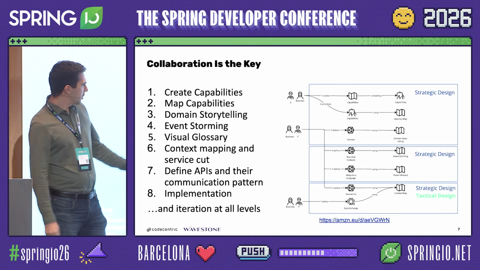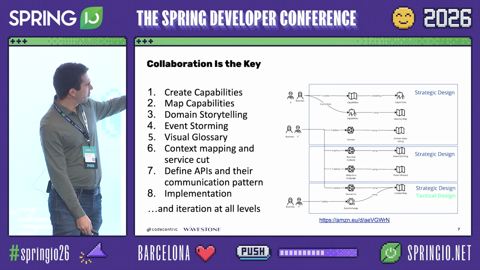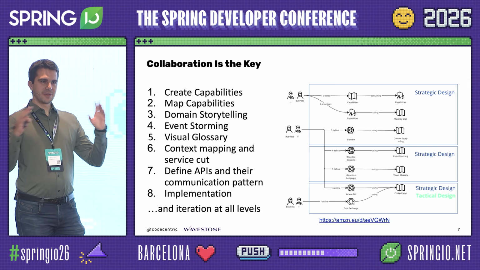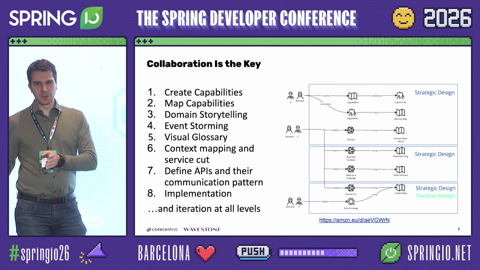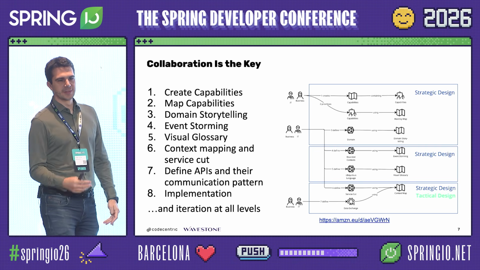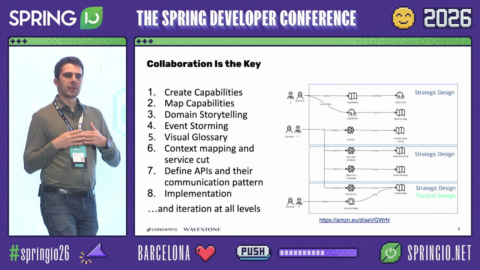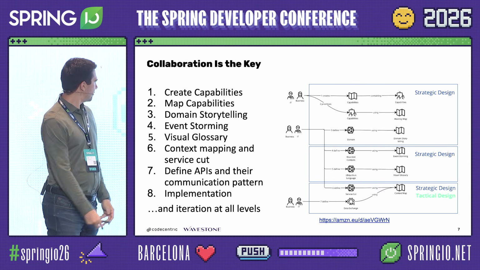Afterwards, we can do the context mapping and service cut. So this was already what I said, right? From the event storming, we can then do a service cut and really see, okay, if we now have these business events, this is how we can separate this into modules or into microservices, and really also separate teams naturally, so that they don't need to talk too much or have overlapping domains.